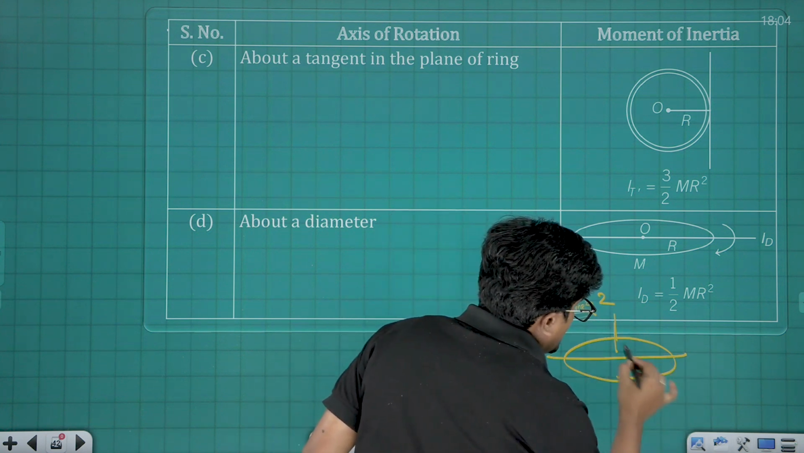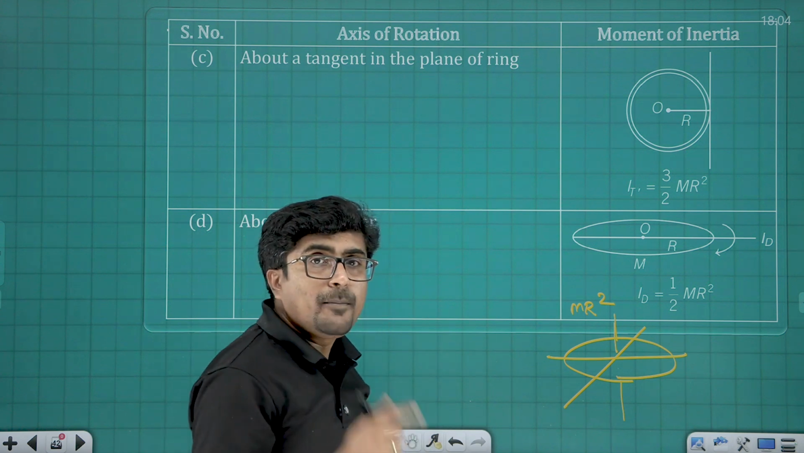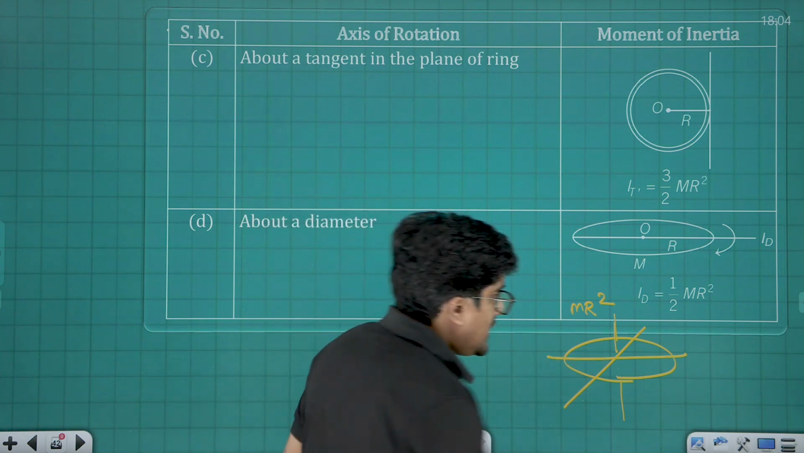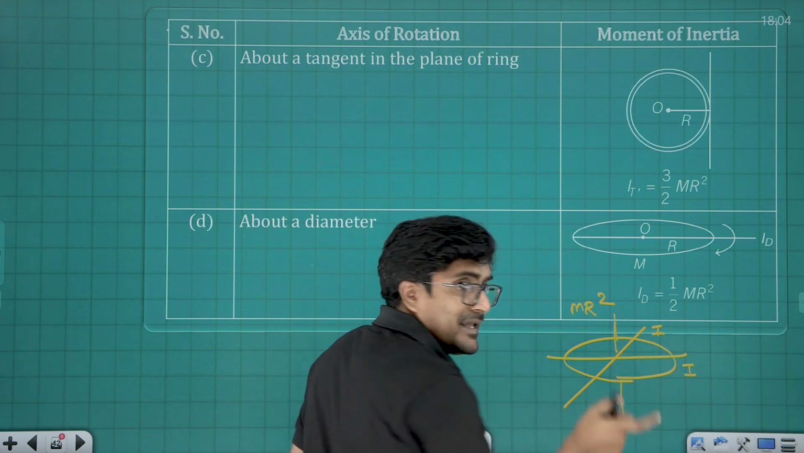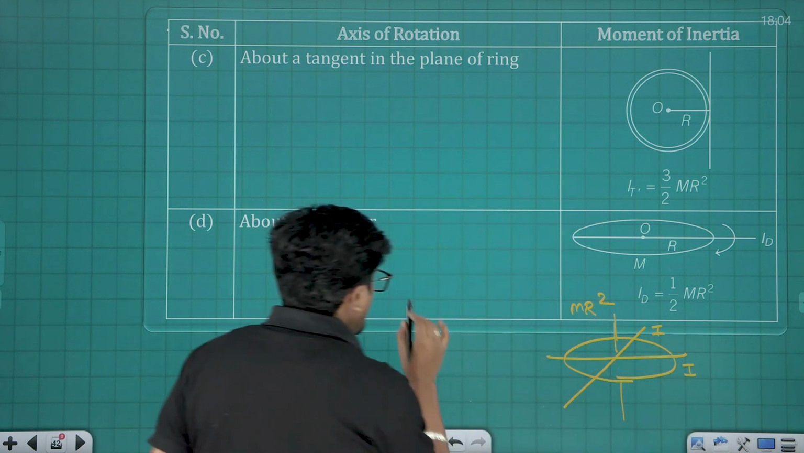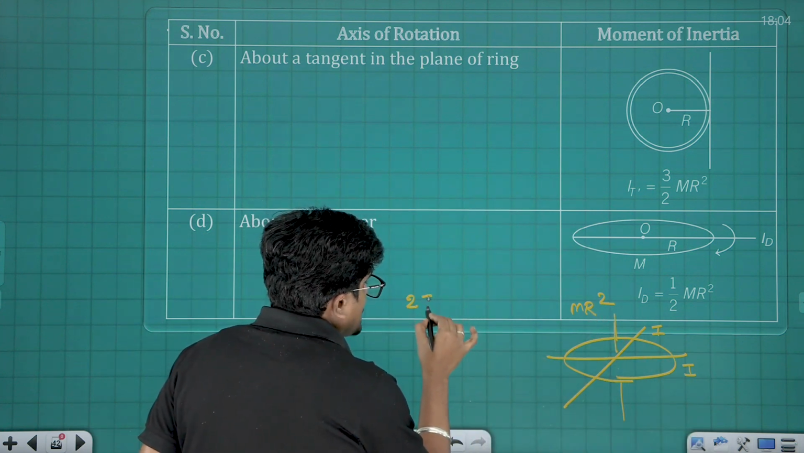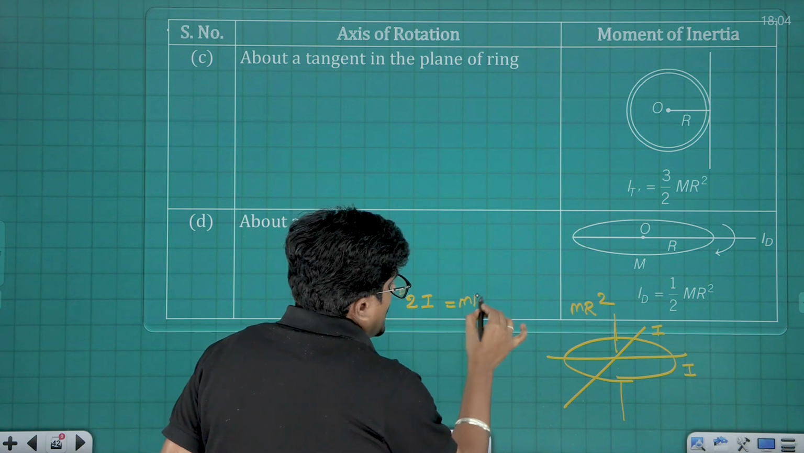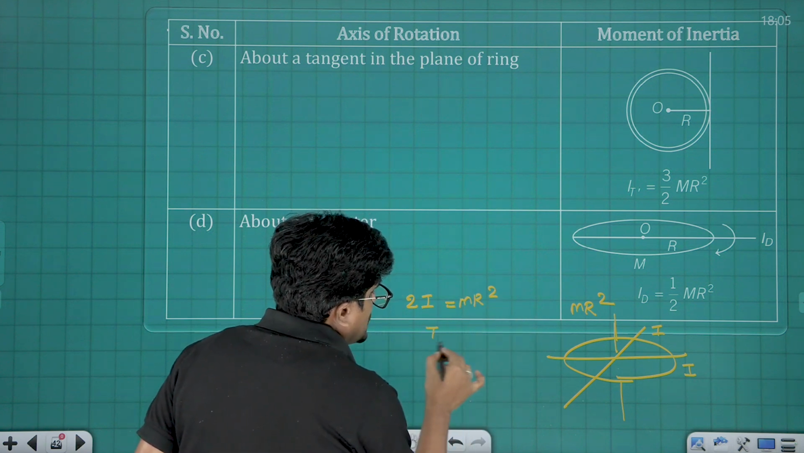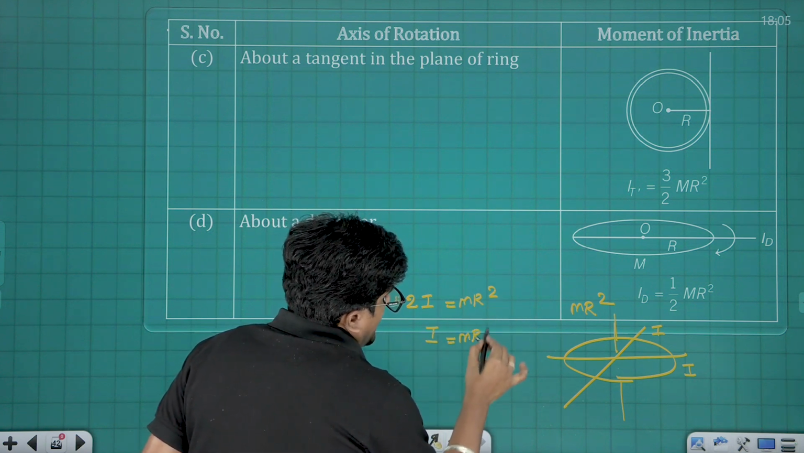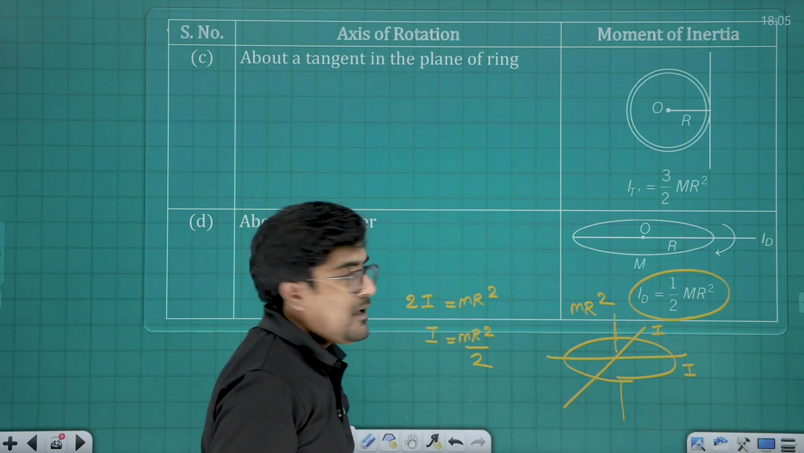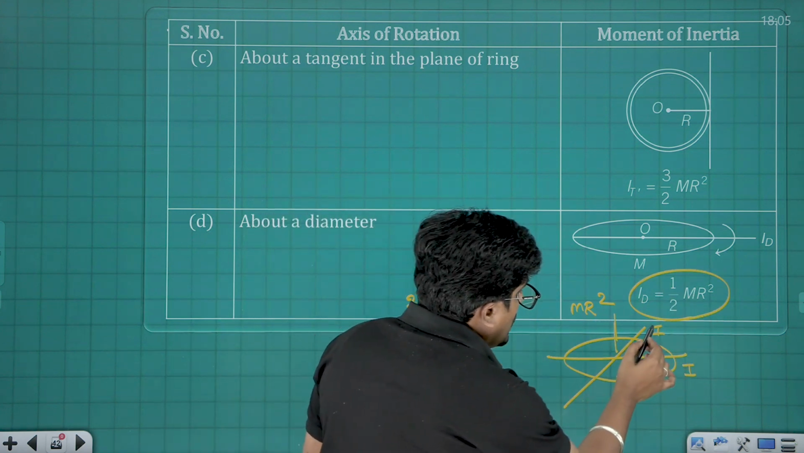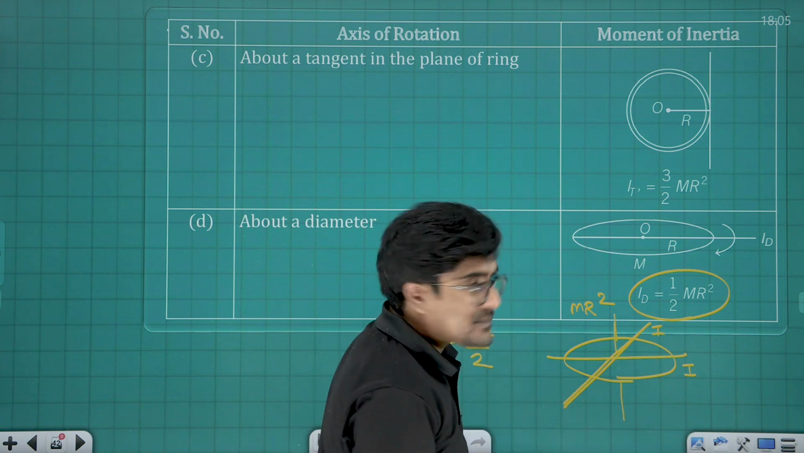Now I am going to take two perpendicular axes in the same plane. So definitely if this is I, this one is also going to be I. So I plus I is 2I. 2I needs to be what? mr square. 2 times I is mr square, so I is going to be mr square by 2. And you can see that here. And now I got the moment of inertia with respect to this axis.